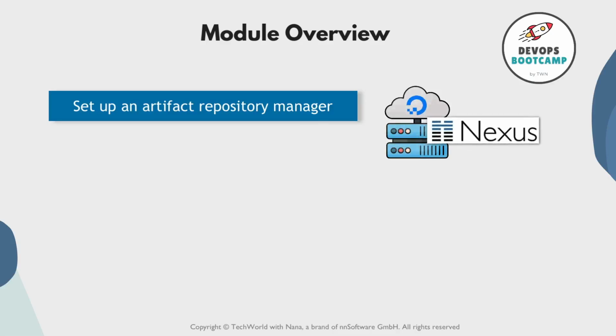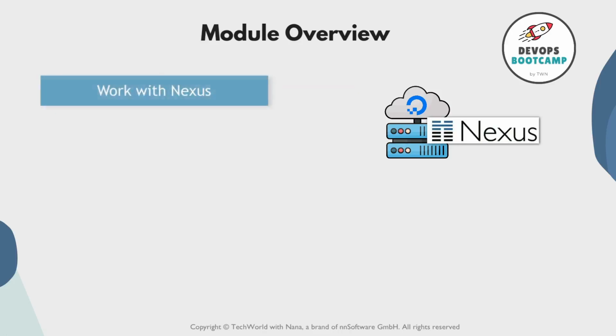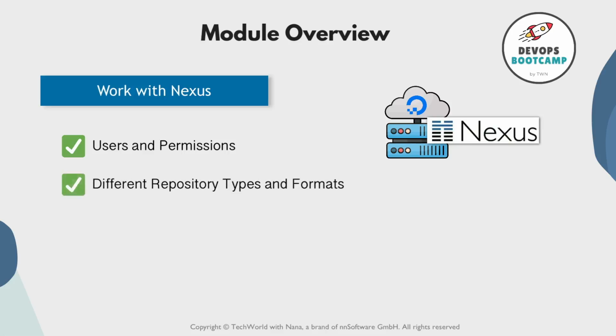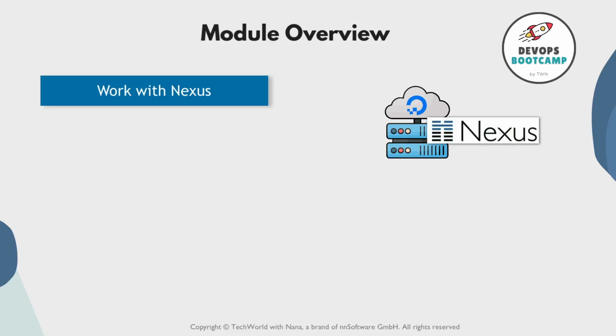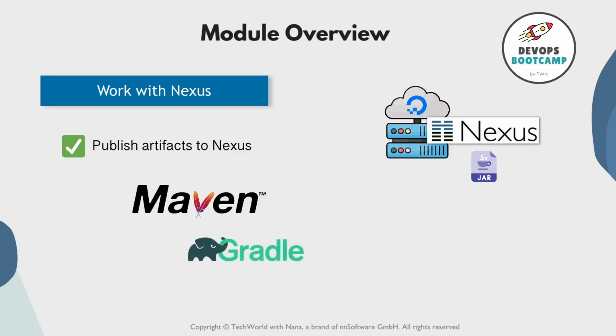We will then go through the most important features of Nexus, like how to manage users and their permissions, how to create repositories for different artifact types, the difference between components and assets, etc. After setting up Nexus, we'll publish our jar file artifact to Maven repository on Nexus, first using Maven and then using Gradle as a build tool.